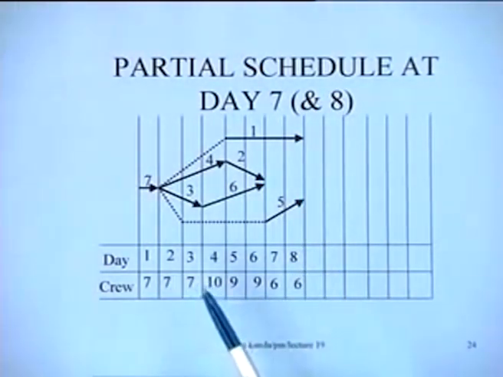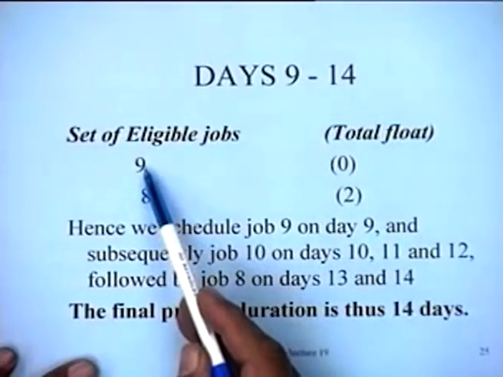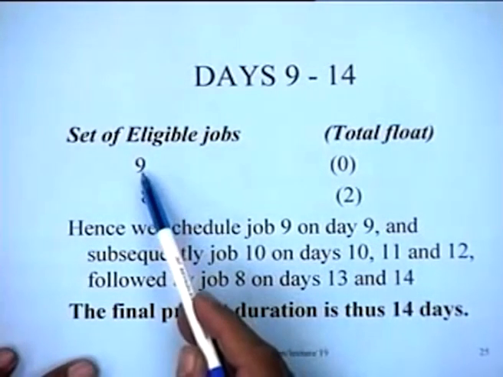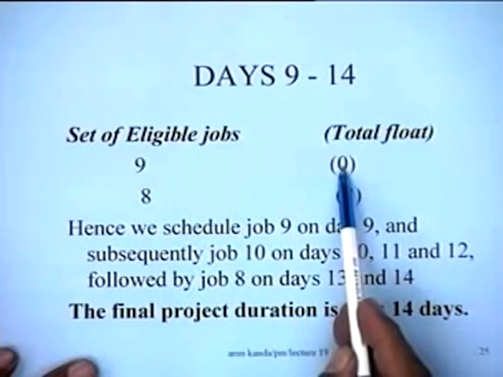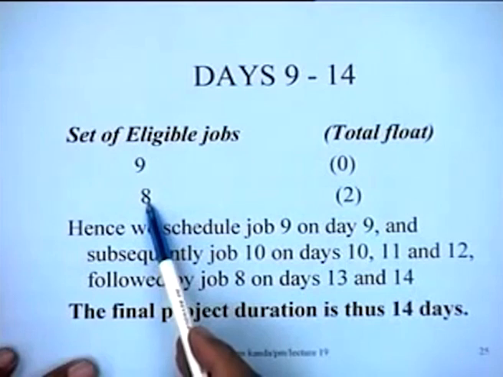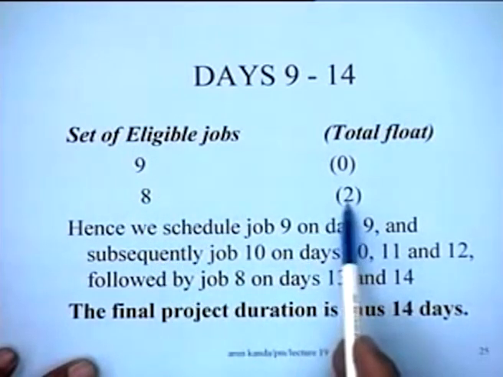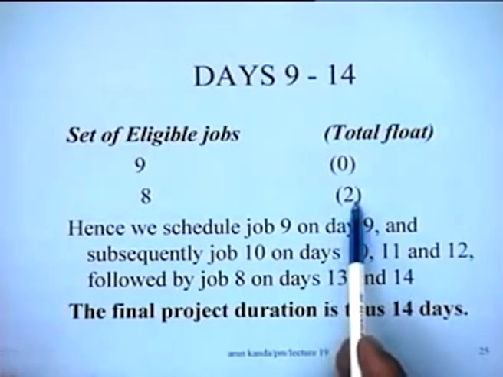So when you go to day 9, what happens? Let us see what happens at the end of day 9. On day 9, the two jobs which are eligible are number 9, which is now a critical job with a project duration of 12, and job number 8, which has a total float at this time of 2. If you recall, job number 8 was a successor of job number 1, but at this stage therefore it has a total float of 2.